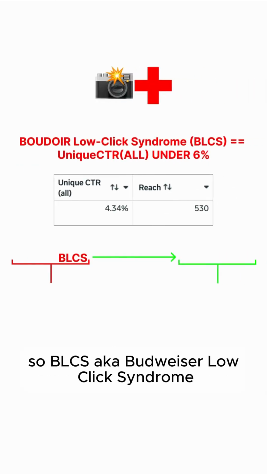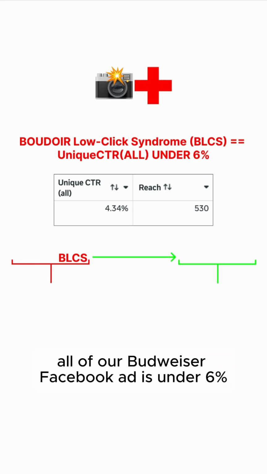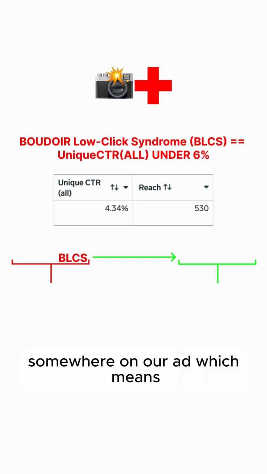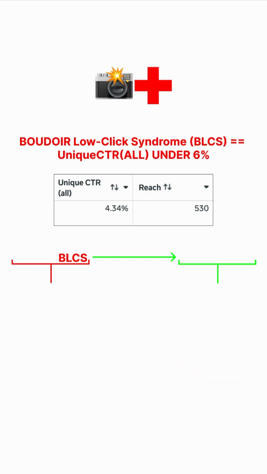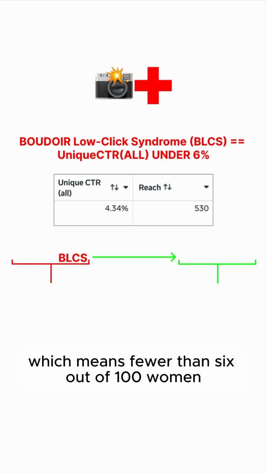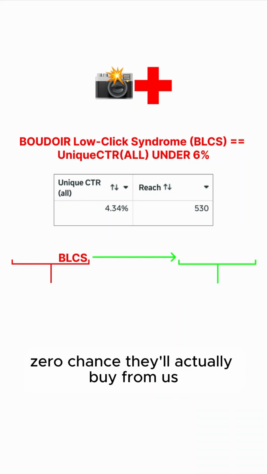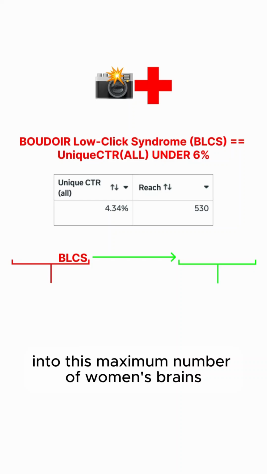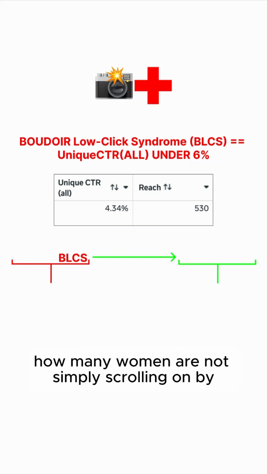So, BLCS, aka Boudoir low click syndrome, is when the unique CTR of our Boudoir Facebook ad is under 6%. This means fewer than 6 out of 100 women are clicking somewhere on our ad, which means our ad is getting into fewer than 6 out of 100 women's brains, which means fewer than 6 out of 100 women that we're paying to reach have even a non-zero chance of actually buying from us. So we gotta get this number up as high as possible to get our ads into the maximum number of women's brains as possible. Because basically this means how many women are not simply scrolling on by.